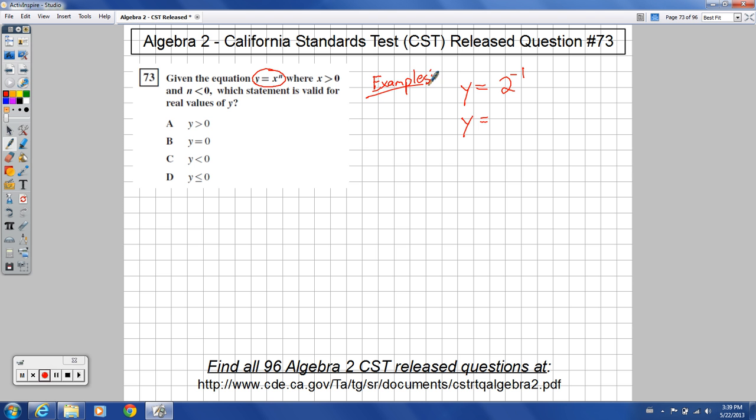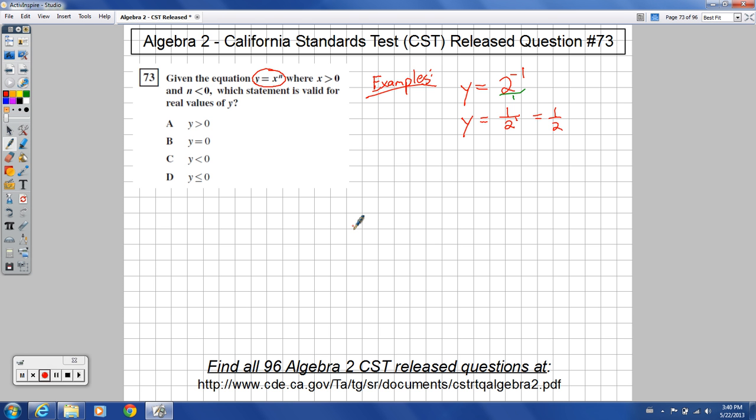So I'm going to put some examples I think will be even more helpful. This is the same thing as 1 over 2 to the positive 1. Remember, you can write anything as a fraction by putting it over 1. Negative powers go in the opposite place in the fraction as positive powers. And so this would equal 1/2.